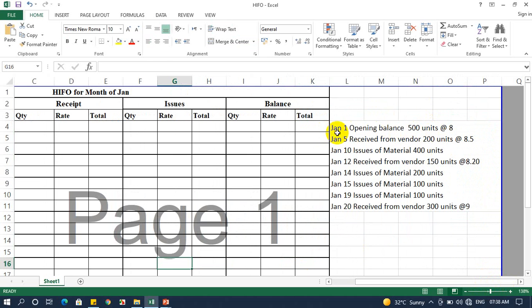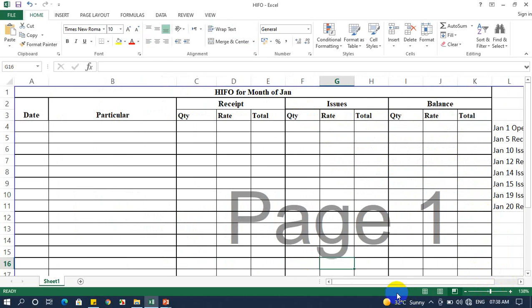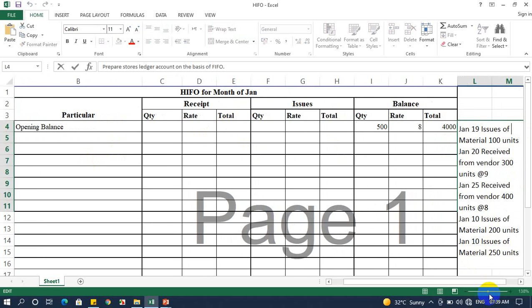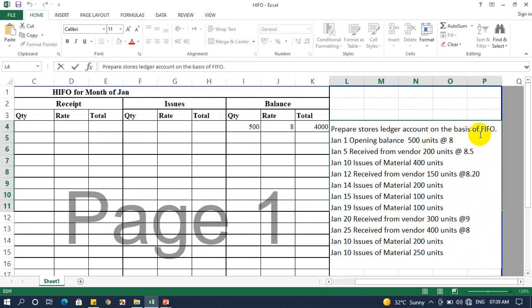The first says that the opening balance is 500 at the rate of 8. Normally we write January 1st, opening balance. So what is the balance? We are not issuing, we are not purchasing, so we have the balance left. If the balance is 500 and the rate is 8, it becomes 4,000, right? So this is the first transaction, and we need to keep the record of these transactions.